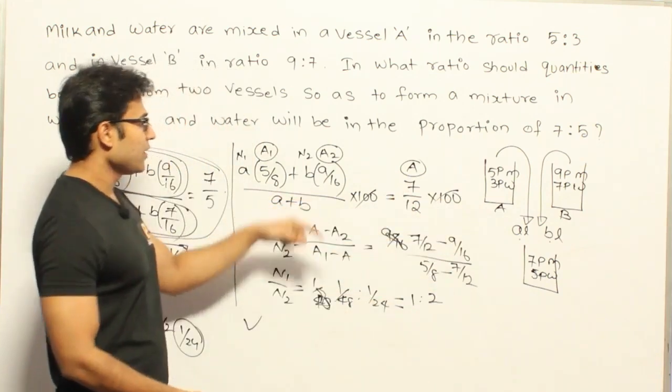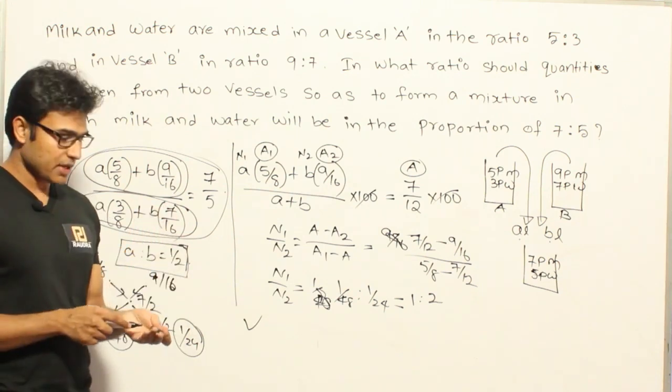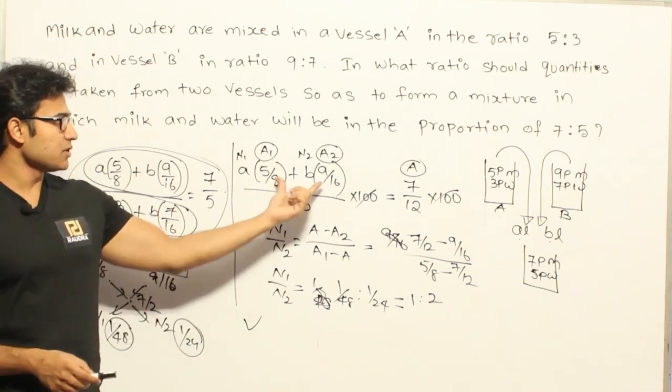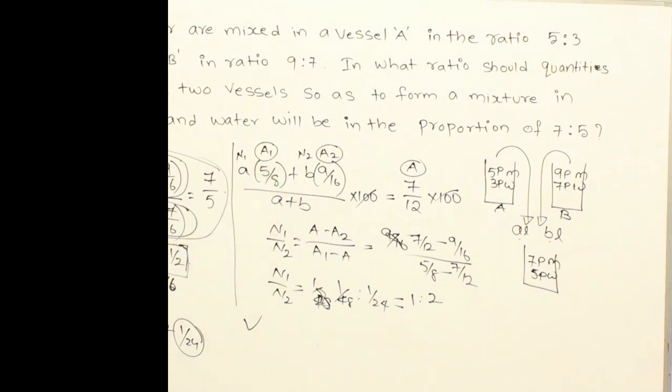If I write it, then if I solve it, again I will get A is to B is 1 is to 2 only. But the thing is, the values which I am going to take will all be from water side. Okay, fine.